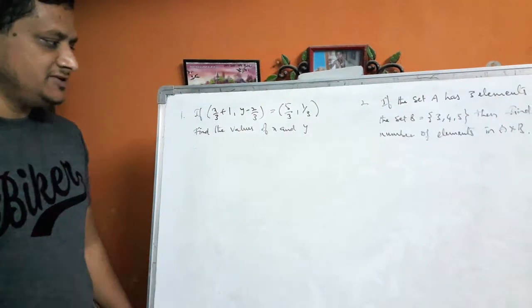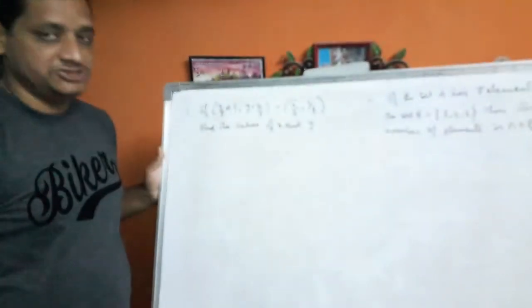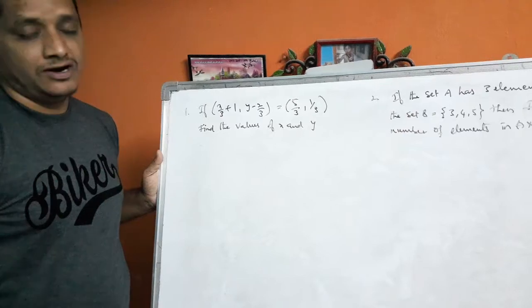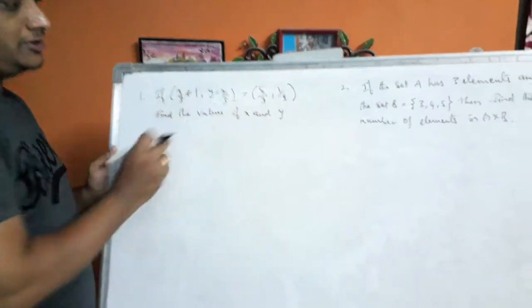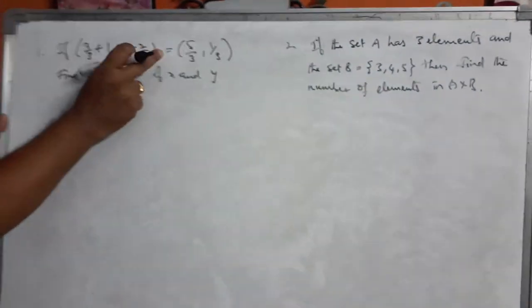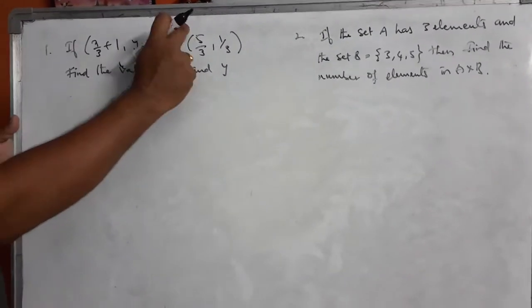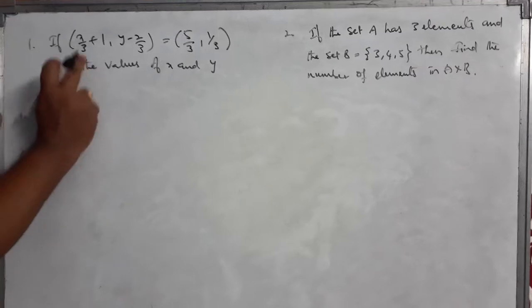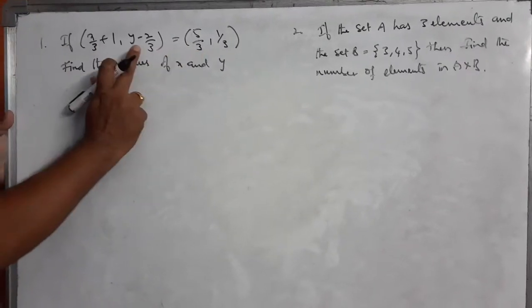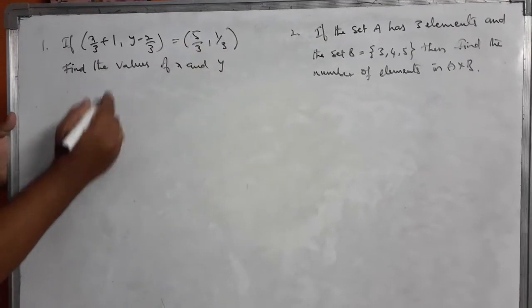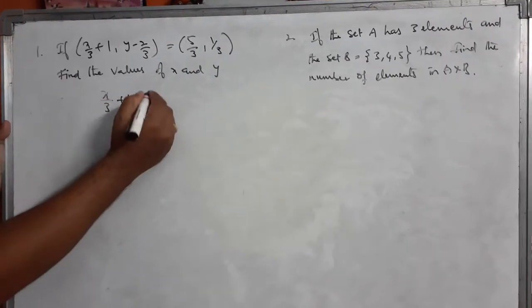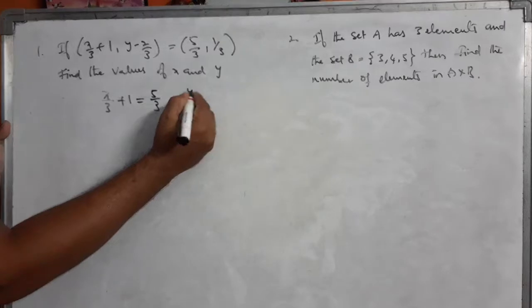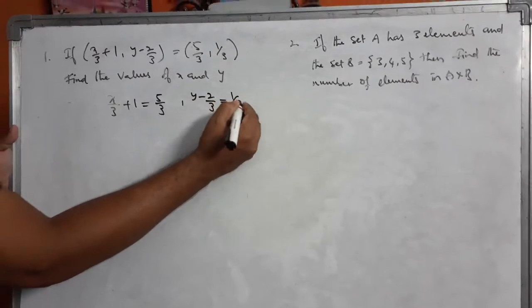In the previous class we discussed ordered pairs, Cartesian product, relation, and the number of relations. Now it is the equality of two ordered pairs. If two ordered pairs are equal, the corresponding elements should be equal. The first coordinate is equal to the first coordinate, the second coordinate equal to the second coordinate. That is x/3 + 1 = 5/3 and y - 2/3 = 1/3.